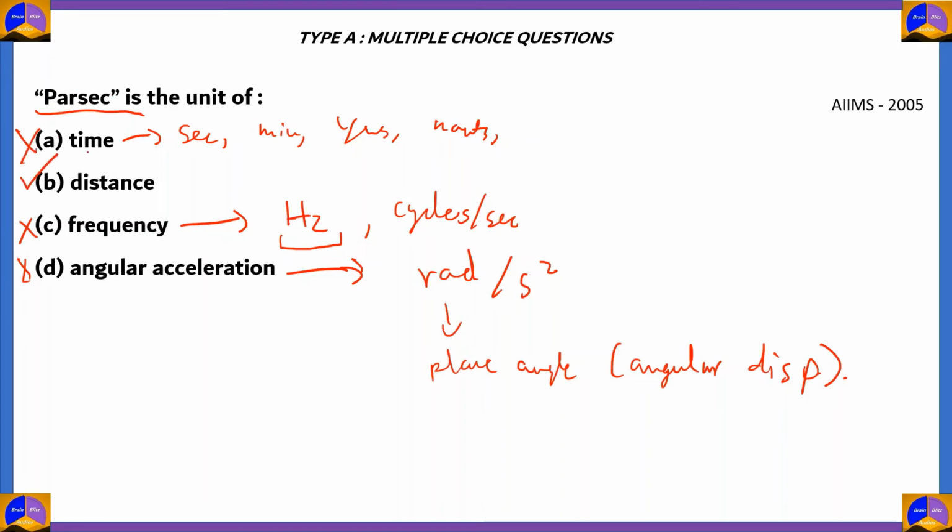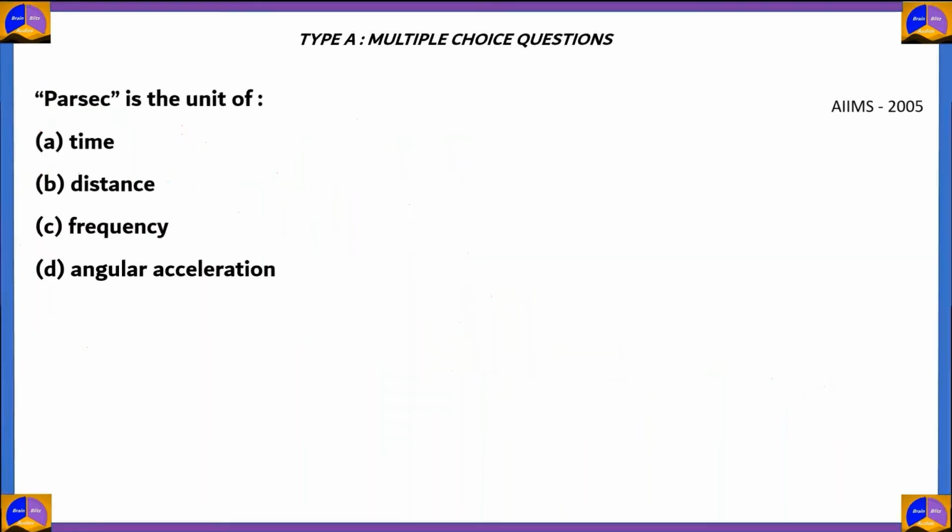The right answer is option B, distance. Parsec is actually a unit of distance. The reason being, parsec is an astronomical unit of length. So it's an astronomical unit for distance. And parsec is, so let's write it in the next page so we can write a complete definition.